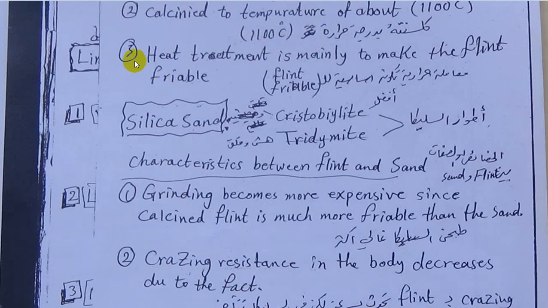The third step to prepare flint, as you can see in front of you, is the heat treatment, which is mainly to make the flint friable. يعني معامل حرارية تكون أساسية لتجعل الفلنت قابل للاحتراق. The heat treatment will be pivotal to make the flint friable. So the silica sand, يعني الرمل السيليكي.